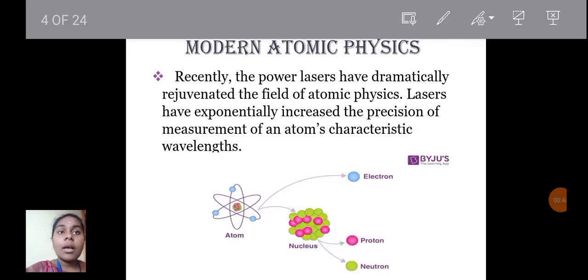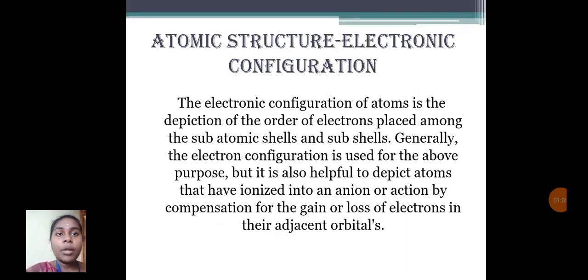Next, modern atomic physics. Recently, powerful lasers have dramatically renewed the field. In atomic physics, lasers have exponentially increased the precision of measurement of atoms' characteristics in the wavelength. So you have two parts in atoms: the nucleus and the electrons. The nucleus has protons and neutrons, opposite in charge to the electron.